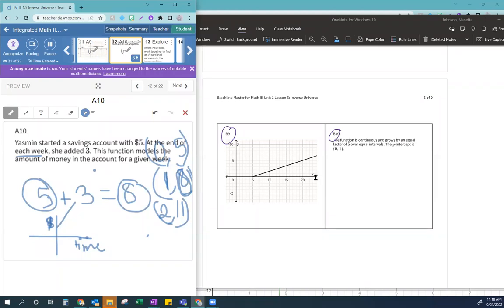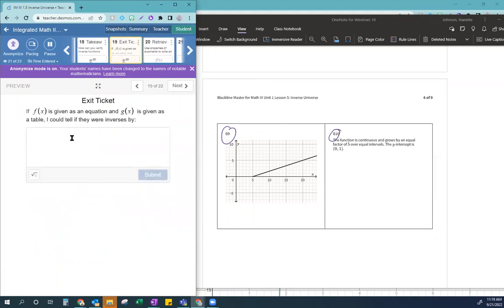So instead of the time being here on the X-axis, now the time is up here. Does that make sense? Okay, I'm going to pause really quick. What I want you to do right now is go to slide 19 and start thinking about how you would answer this one. Just pause the video real quick.